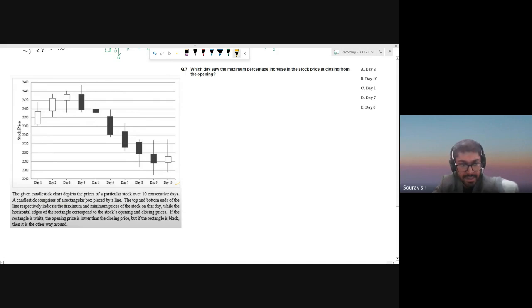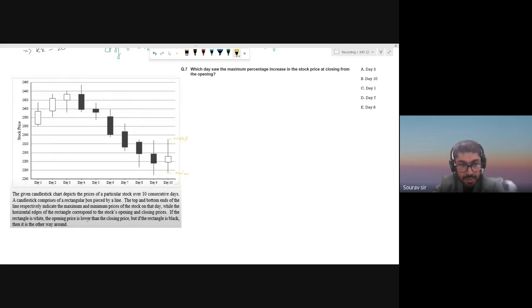It comprises a rectangular box pierced by a line. The top and bottom ends of the line indicate the maximum and minimum prices. So, for example, this would be the maximum price that this stock attained on day 10, max. And this is the minimum. Clear? While the horizontal edges of the rectangle correspond to the stock's opening and closing prices.